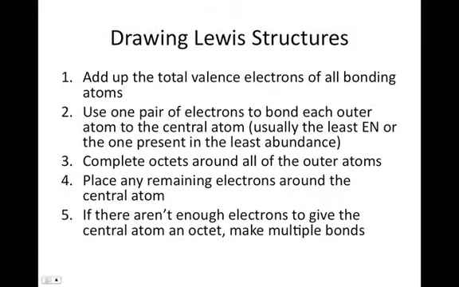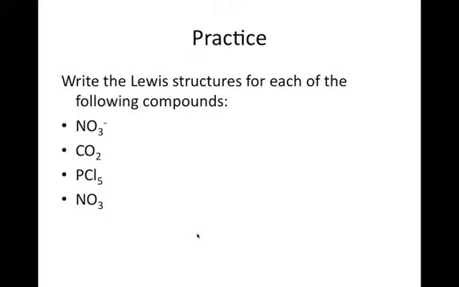So when you draw a Lewis structure, these are the 5 steps that you need to follow. I suggest you pause this and write these down because you're going to need them. I'm not really even going to talk about these a little bit. Add the total valence electrons, and basically put the central atom in the middle, and then put the other atoms around it and bond them. And usually the central atom is the least electronegative. And then you complete the octets around the outer atoms by putting dots. And any leftover electrons that you have, put them on the central atom. And if there's not enough electrons to give the central atom an octet, that's when you have to make multiple bonds. And as we work out examples of these, it'll make more sense.